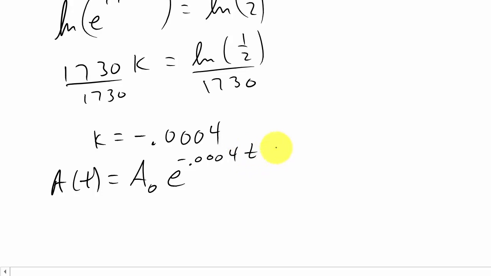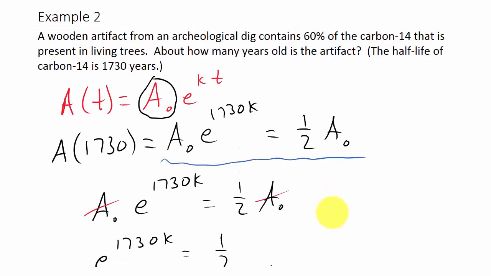So what do they want to know? A wooden artifact from an archaeological dig contains 60% of the carbon-14 that is present in living trees. So it's 60% of what's in living trees. Whenever the wooden artifact died, it had what was in a living tree, and then after it died, it started decaying, and there's only 60% of that left.